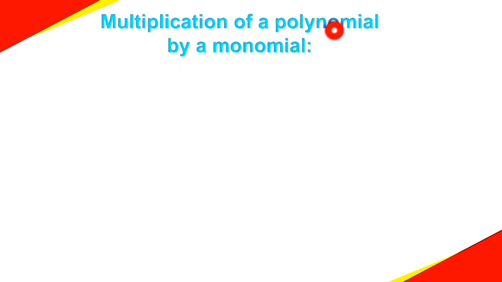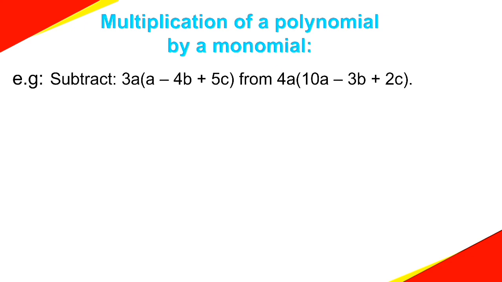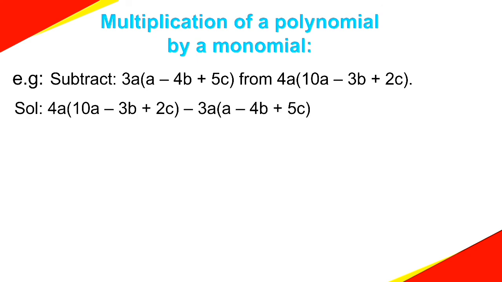Multiplication of a polynomial by a monomial. We are going to see some examples. Subtract 3a(a - 4b + 5c) from 4a(10a - 3b + 2c). Now we are going to solve. 4a(10a - 3b + 2c) minus 3a(a - 4b + 5c).